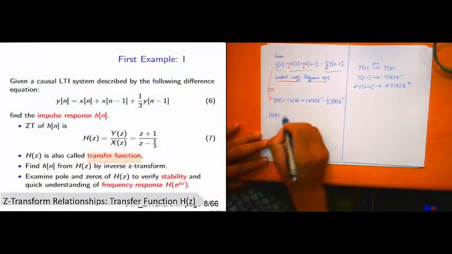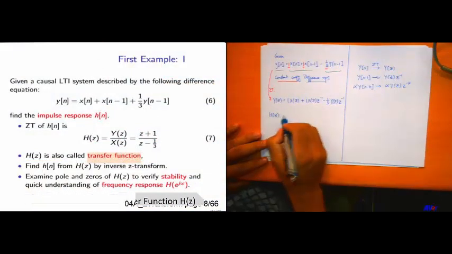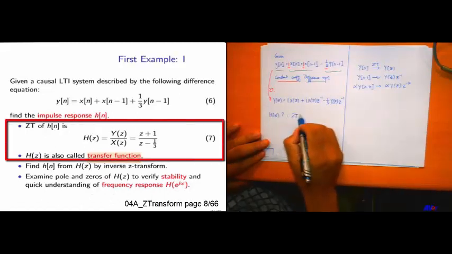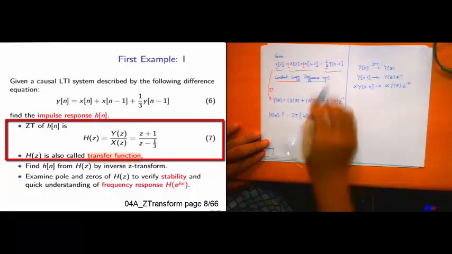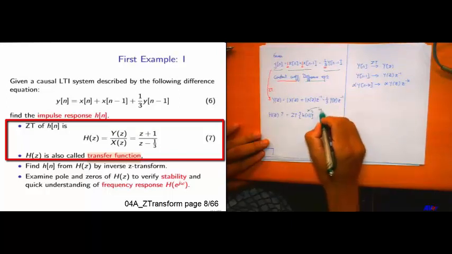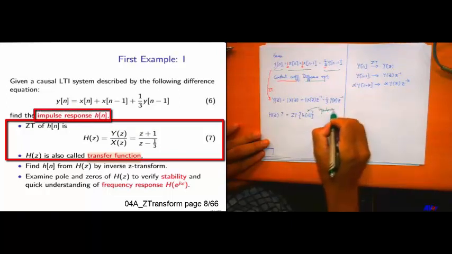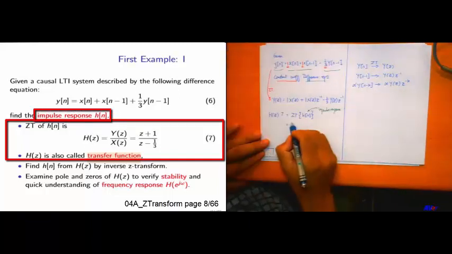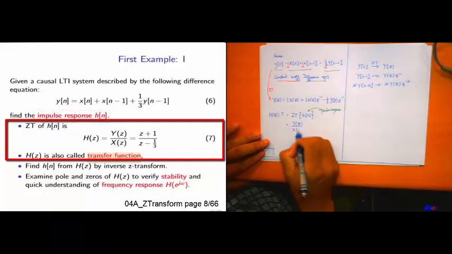We are interested in this Z transform, H of Z. What is H of Z? It is nothing but the Z transform of h of n. What is h of n? It is the impulse response, and H of Z is nothing but Y of Z over X of Z. So far, okay?